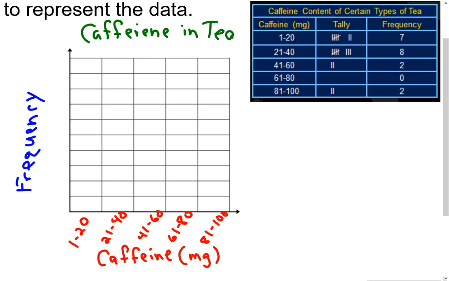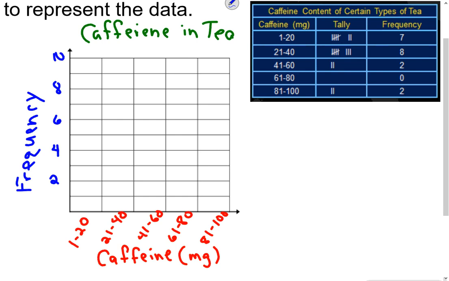Now it's just a matter of making those bars. So for 1 to 20, we have 7 of them. Oh, no, I need to have my frequencies here, sorry. Let's get that in there. I'm just going to have each one worth 1, and then I'm going to only mark the 2s every 2. So 2, 4, 6, 8, and then we'll be up here at 10.